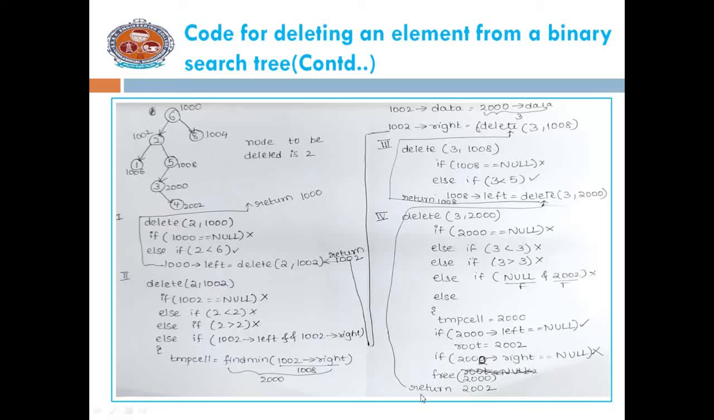Return 2002. Here 2002 is returned to which statement? Here, its function. 1008 of left is replaced by which value? 2002. And again this function returns the value 1008. That means 1002 of right is replaced with 1008, and again this function returns the value 1002. That means 1000 of left is nothing but 1002, and at last we are returning back to 1000.